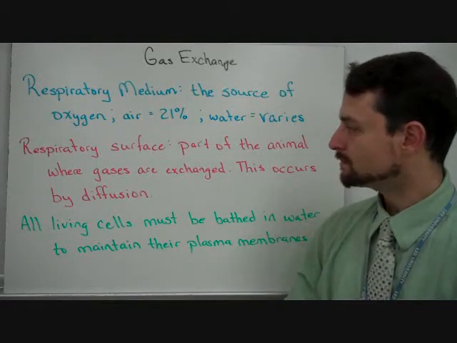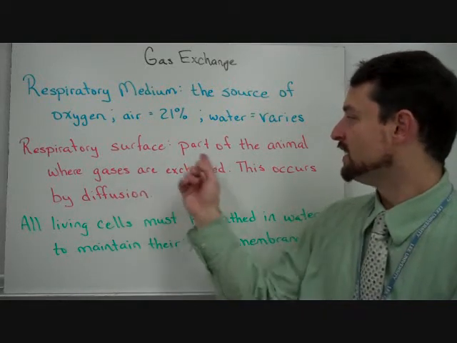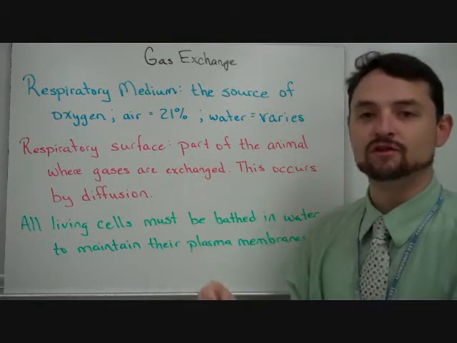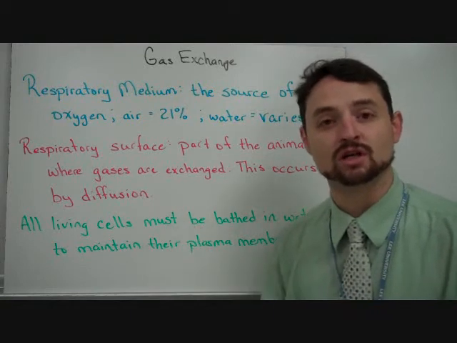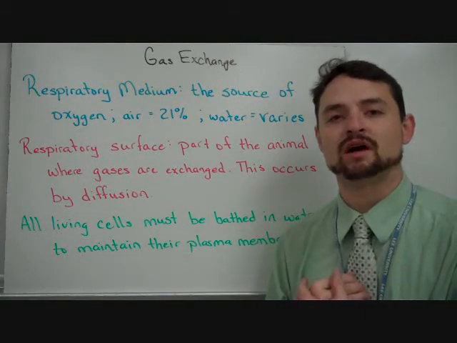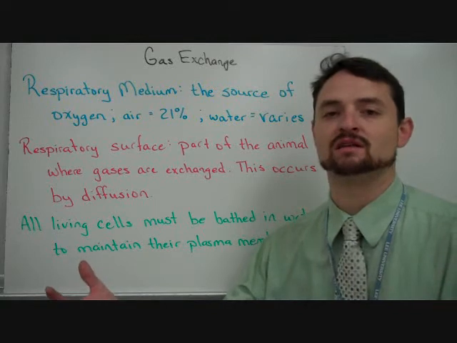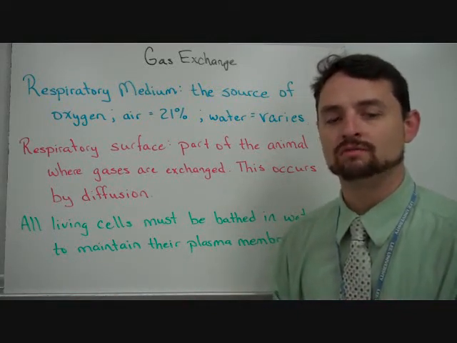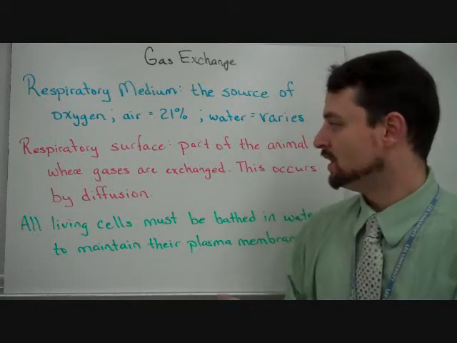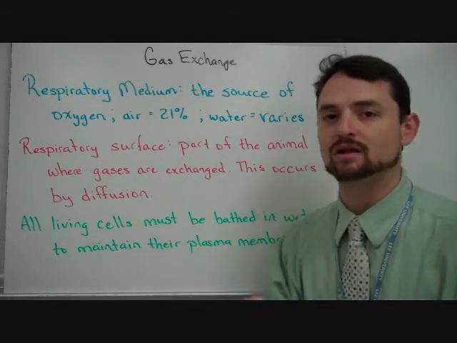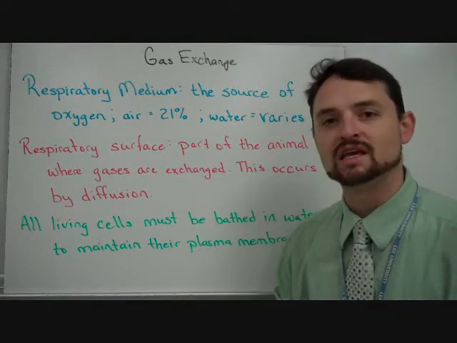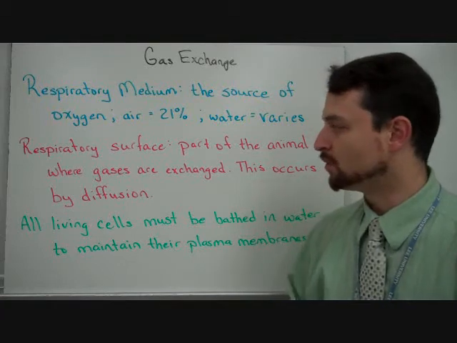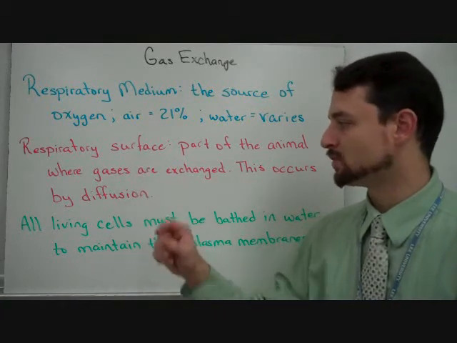that water source. The respiratory surface is the part of the animal where gases are exchanged, and this occurs by diffusion. This is not an active process, which is good, because the organism is able to obtain the oxygen it needs and release the carbon dioxide that it doesn't need without the use of added energy. You want to conserve as much of that energy as possible. So these will actually just diffuse from high to low concentration across a usually thin cell surface of the organism. And we'll look at a couple examples of these respiratory surfaces.